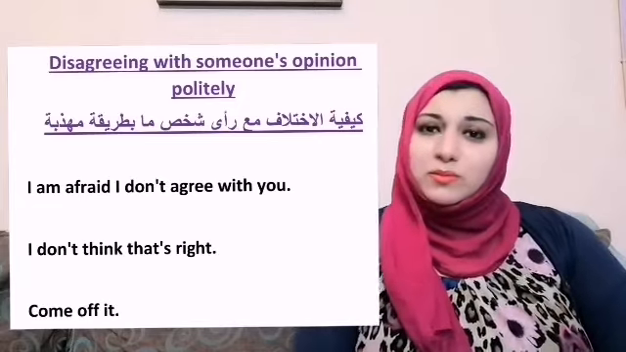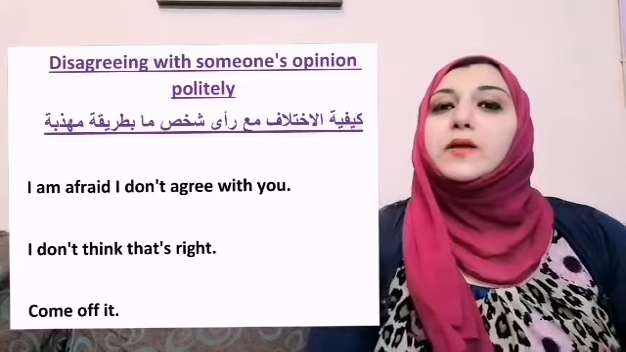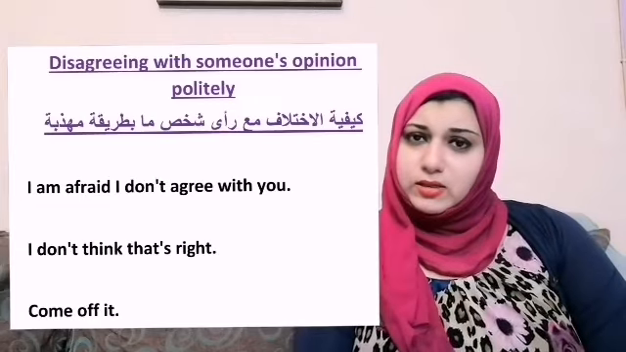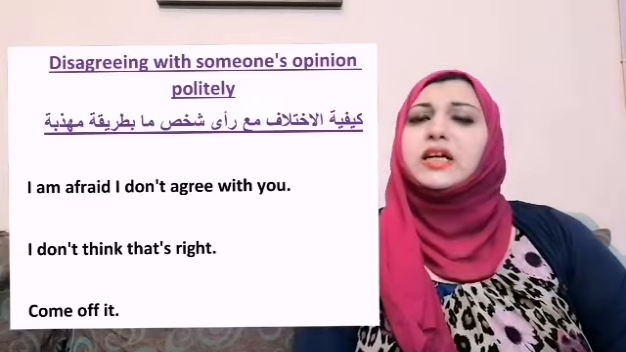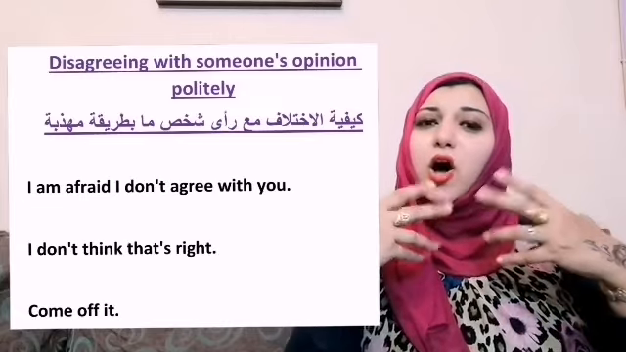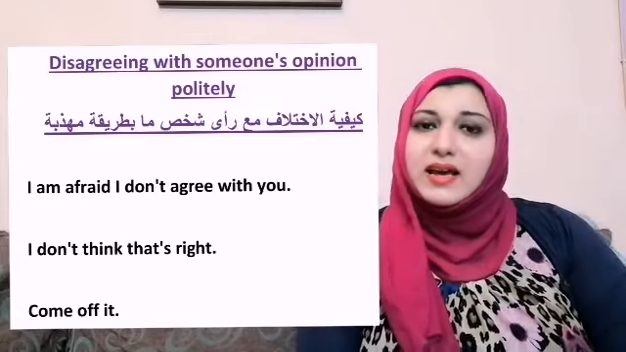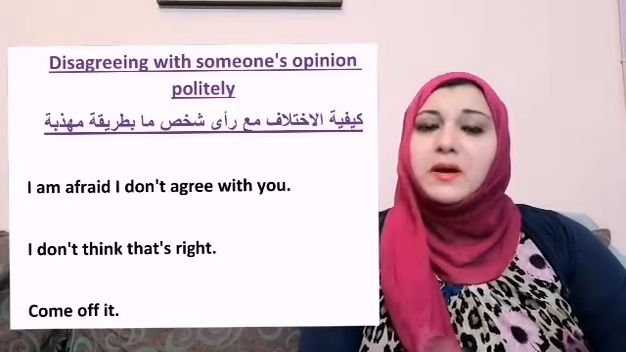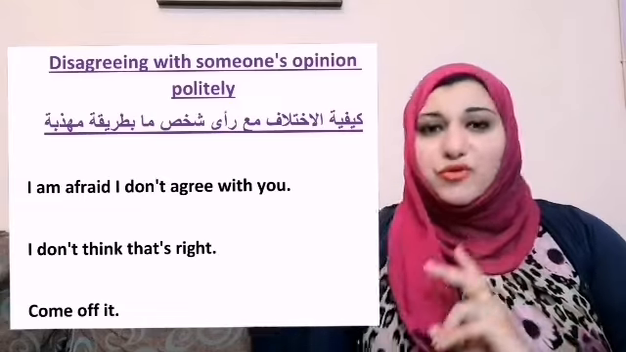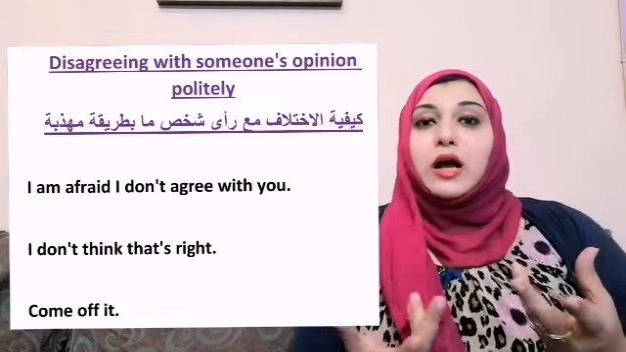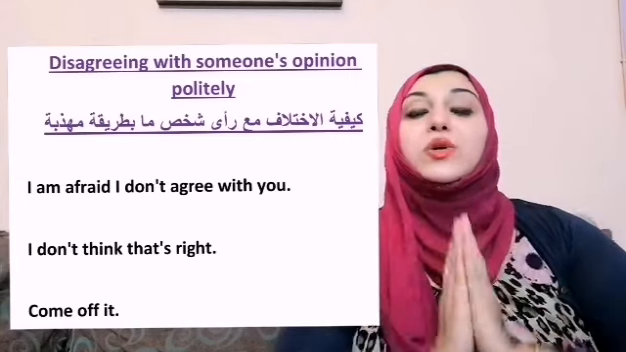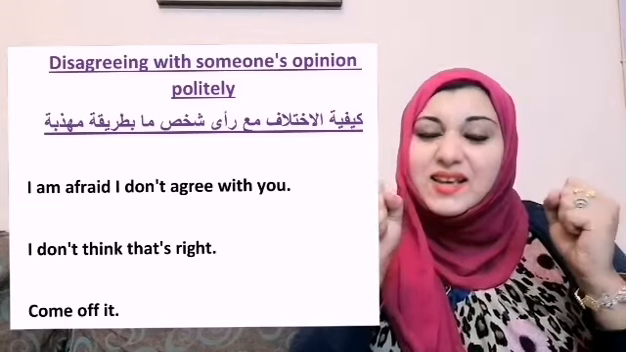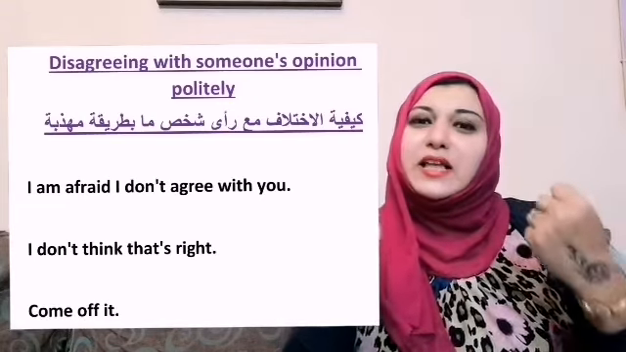Okay. Another form to disagree with someone's opinion but politely? Come off it. It's a short expression. Come off it. Okay? Come off it. Double F. We pronounce it F, not V. Come off it. Okay? And how can we disagree with someone's opinion but strongly, not politely, strongly?